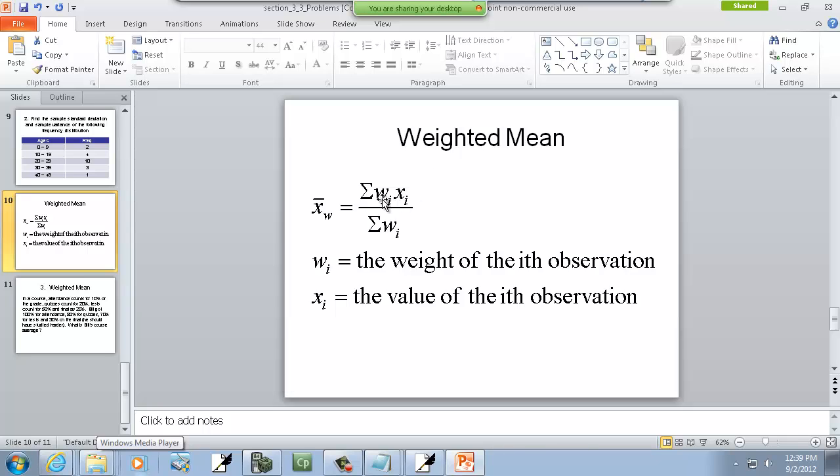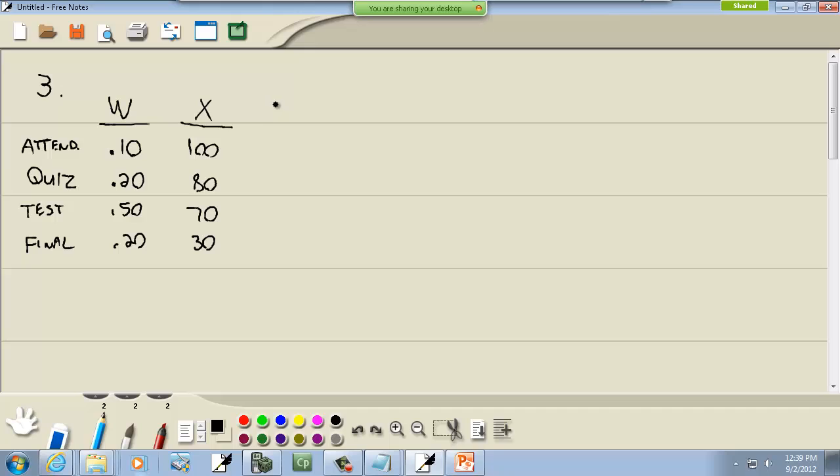Okay, now this means W times X. It means I need a column W times X. Nothing exciting there. We're going to take 0.10 times 100. We'll take 0.20 times 80. 0.50 times 70. And 0.20 times 30. I'm not very good with decimals. So I'm going to use my calculator. I don't want to make a math error there after I've done so well on the harder problems before this.